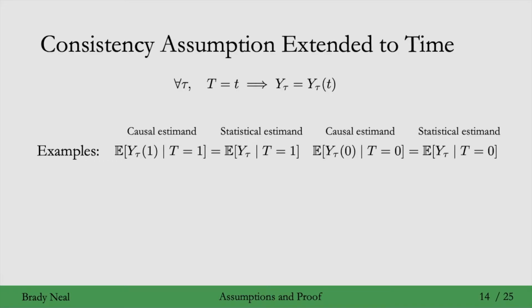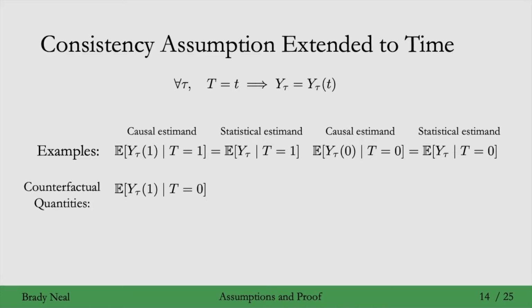And then it's the same for the control group. If you're interested in the other potential outcome under no treatment, given that you're in the control group, then you can identify this causal estimand as the statistical estimand, where you just have the observed outcome at time tau.